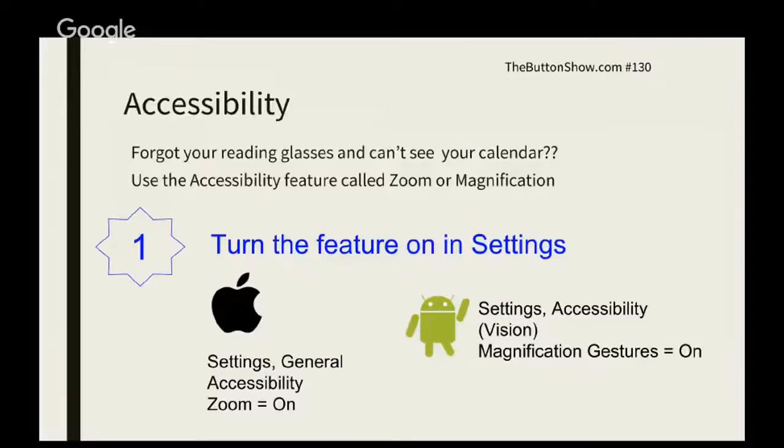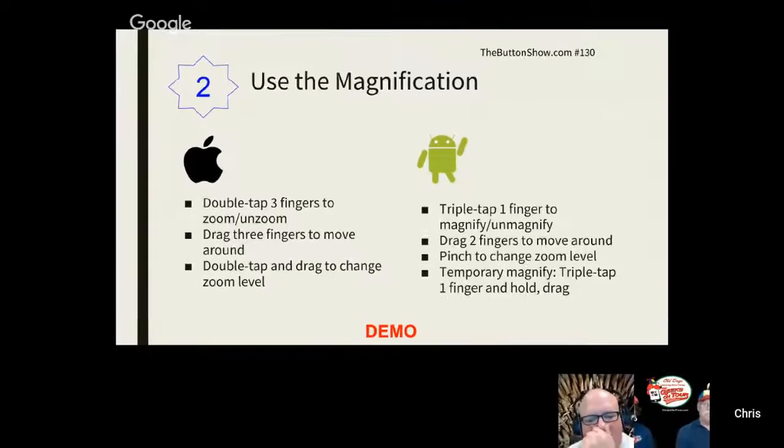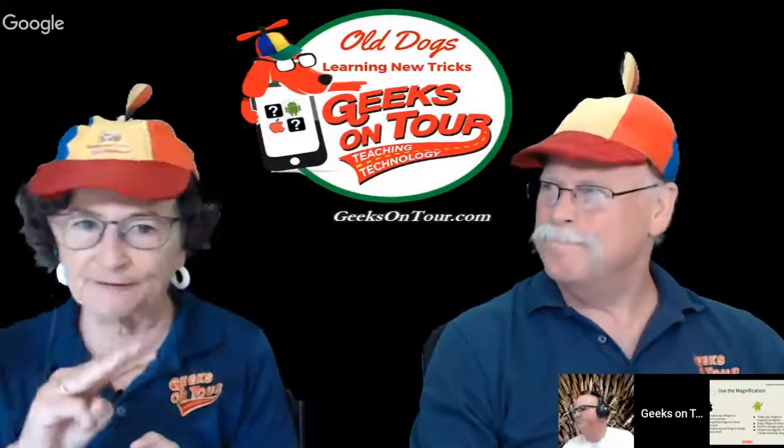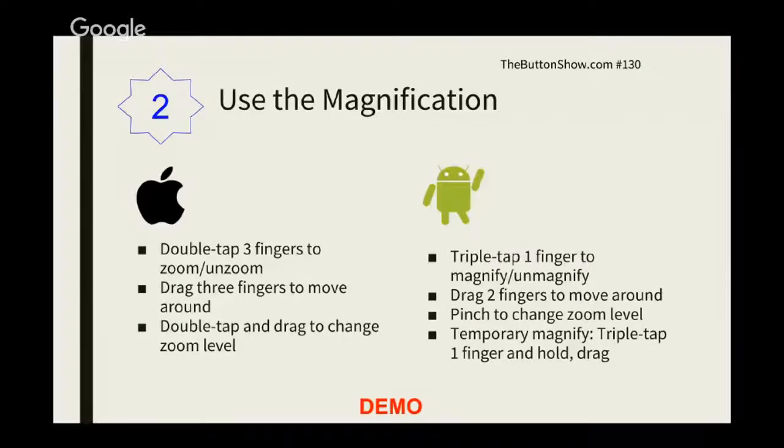Then the way you use it, this is a real brain tease if you have to go back and forth between Apple and Android. On the Apple, you take 3 fingers and double tap to turn the zoom on and off, whereas on the Android, it's 3 taps with 1 finger. On the Apple, you can drag 3 fingers to move around. You can also double tap and drag to change the zoom level. Or on the Android, you can drag 2 fingers to move around and pinch and zoom to change the zoom level. So let me show you how.